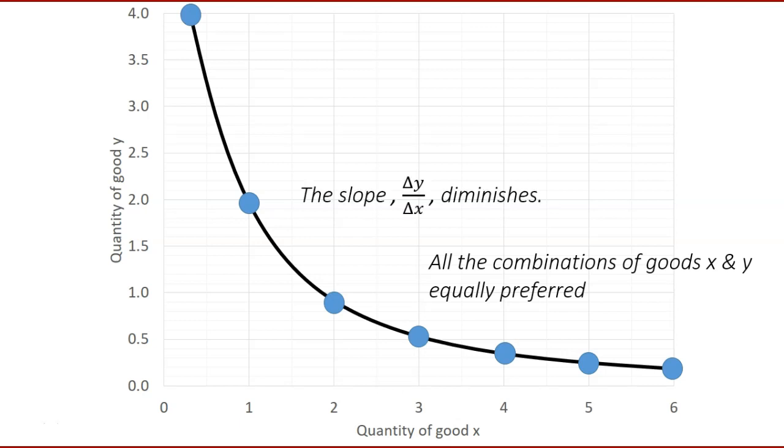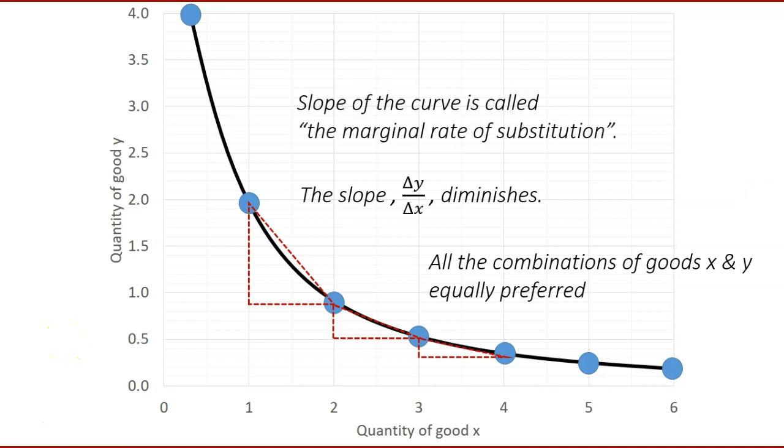Now you'll note that the slope of this indifference curve diminishes. So we're moving from this point to this point, and you can see that the slope is getting flatter and flatter. The slope of the curve is called the marginal rate of substitution. Why marginal? Well, marginal just means a small change, additional or extra. So it's a small change, and it's the rate of substitution.